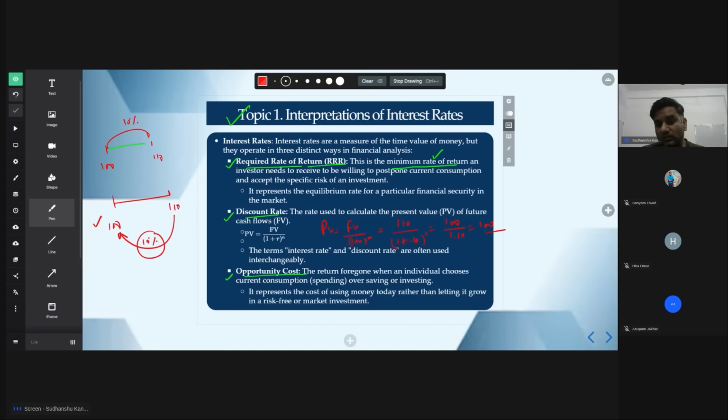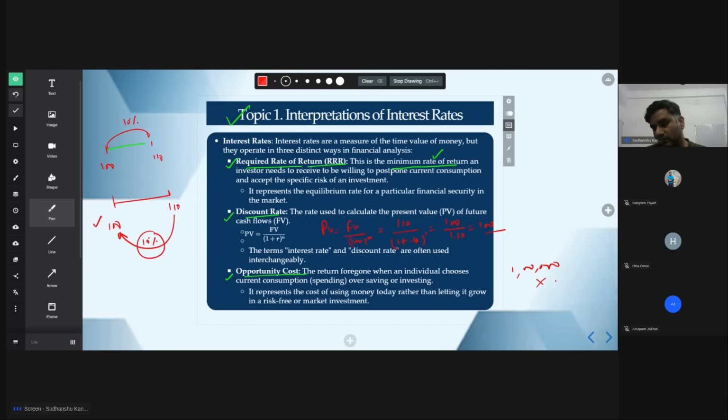Third one is the opportunity cost. Again, please keep in mind very clearly that all three of them are rates only, but they are being used in different ways. Opportunity cost is the return foregone when you choose one investment over another. Now, this is a little difficult to understand. Let's say you spend 1 lakh today on a vacation instead of investing at 8%. Your opportunity cost is 8,000, because you have 1 lakh rupees and you could be investing at 8%.